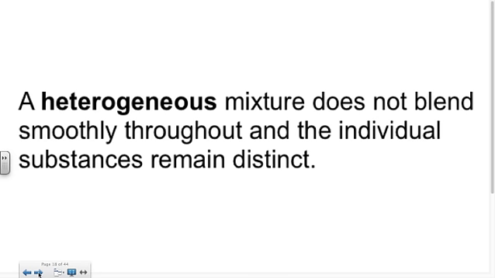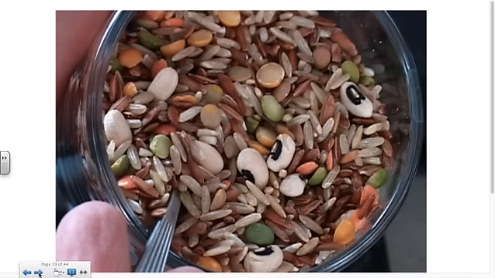There are two different types of mixtures. The first is called heterogeneous, which is a mixture that's not evenly blended, and you can still pick out the individual components of the mixture. Some pretty common examples. Here's just a mixture of different kinds of beans and rice and things like that. You can see each piece individually. You can see that they're not evenly blended, so you could take a spoonful from the top and get different stuff from a spoonful at the bottom.